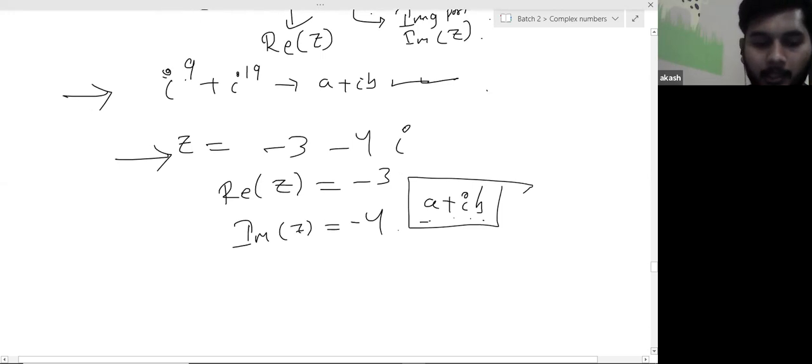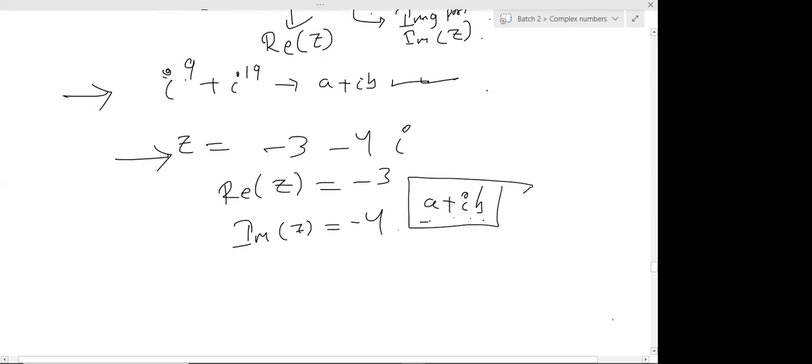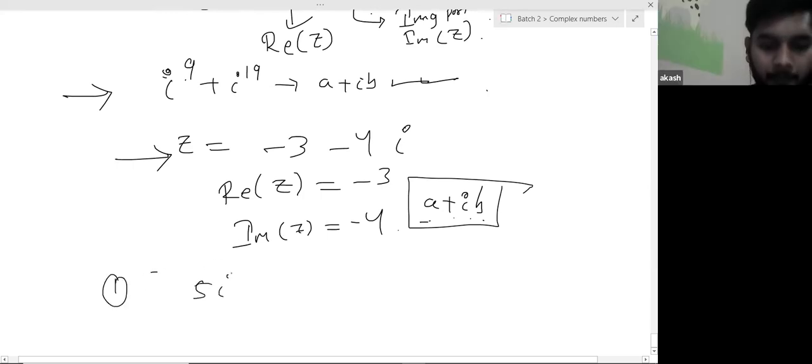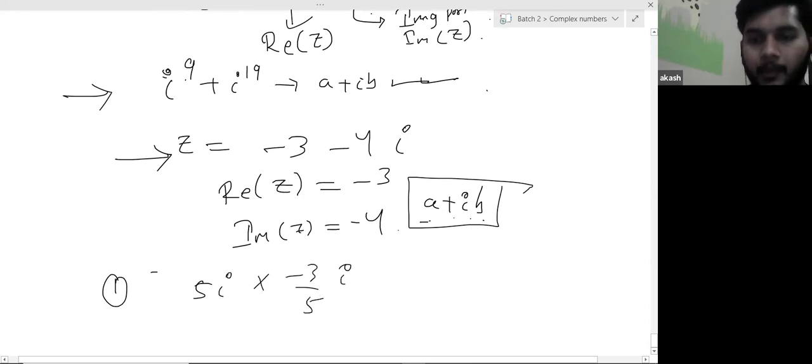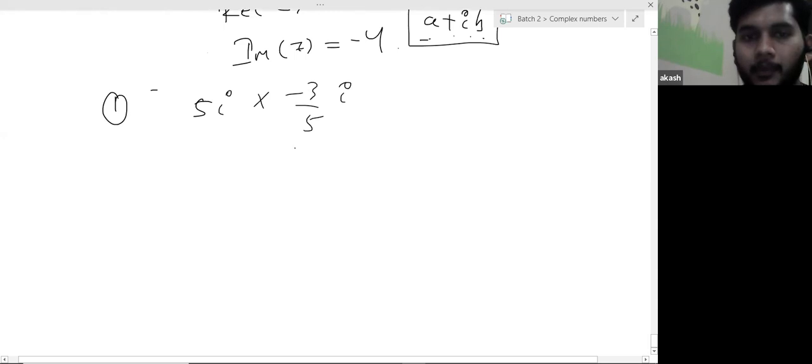That was what we were trying to do. The first question I gave was 5i into minus 3 upon 5i, right? So how to solve this? This is simple multiplication. This 5 and 5 is cancelled. So minus 3 into I square.